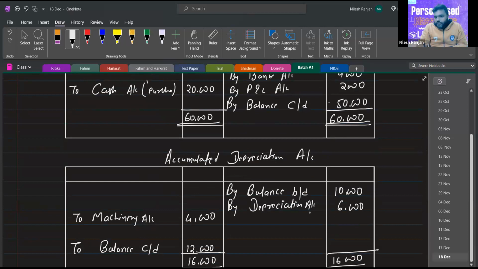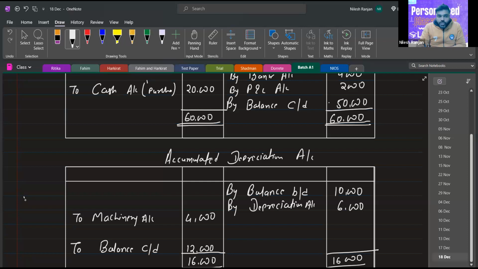So we have charged depreciation for the current year in accumulated depreciation account, and for the asset that we have sold during the year, the total depreciation on that machine or asset will be transferred from accumulated depreciation account to machinery account. Okay.